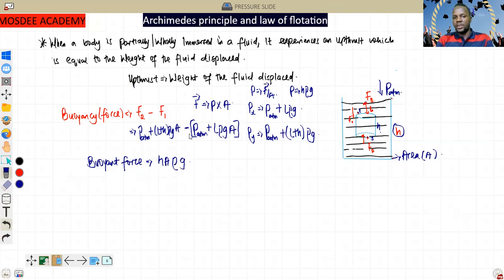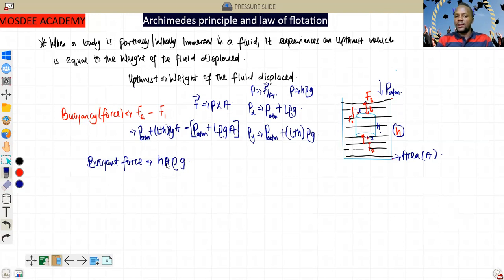You can try it out. Every other parameter will cancel out. You can see when you subtract, this is minus P atmospheric. This gets cancelled out. I don't want to be wasting time on what I believe we all can do. So now the buoyant force will be H A rho G.